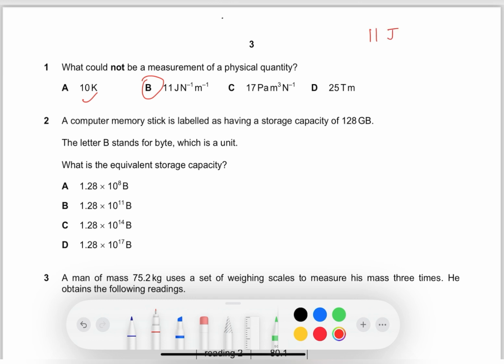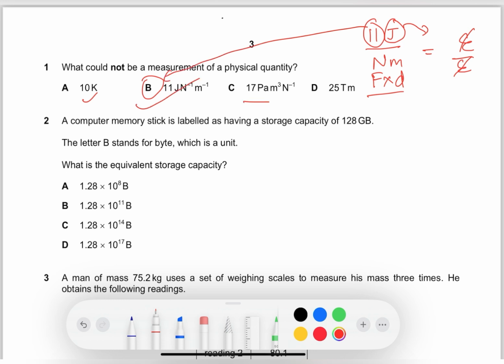It is joules upon Newton meter. The Newton is force, meter is distance, F into D gives energy, and joule is also for energy. Energy will be cancelled by energy. That means it has no unit. This one is the correct answer. No need to move further.